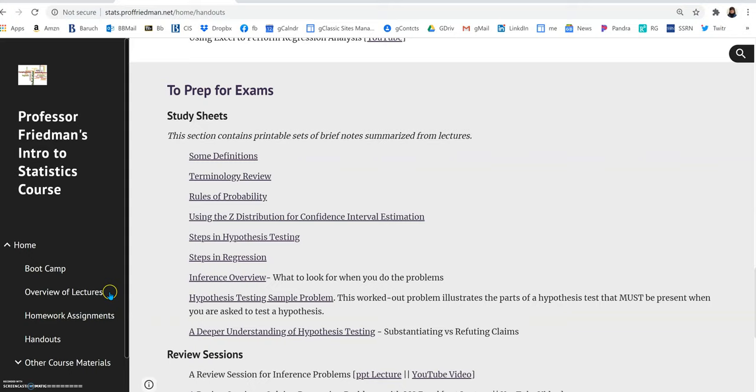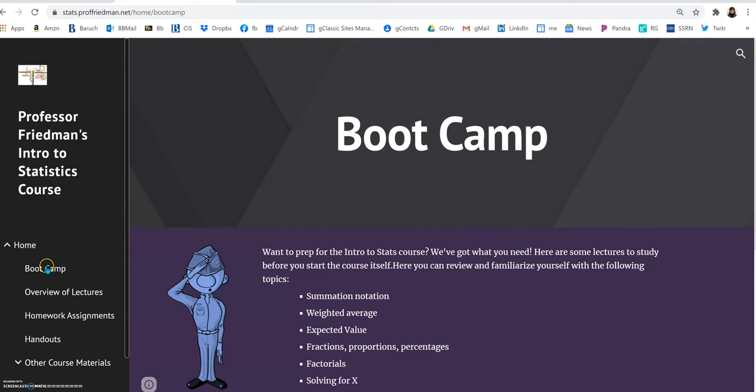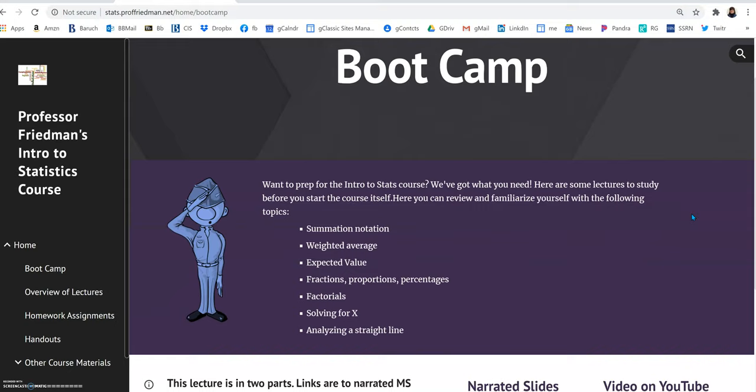Before you actually even take the course, it's a good idea to go to the boot camp, okay? We expect you to do this before the class starts, but most of you don't even need it because it's really a review of the algebra that you probably learned in 9th or 10th grade in high school. You can see what's in the boot camp. We have summation notation. So you can learn about summation. Somebody who uses Excel, see that big sigma, which means sum a column or sum a row. So the summation notation, weighted averages, expected values, learning, reminding you how to use fractions, proportions, percentages, factorials.